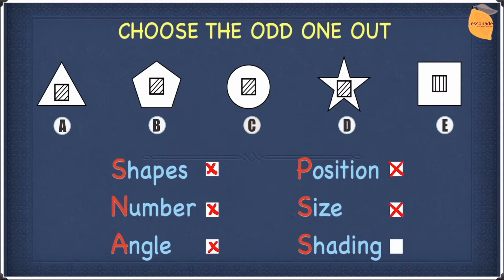So let's move on to shading. We're left with shading now. If you look at the patterns on A, B, C, and D, the shading pattern is right in the middle, and all of the shading pattern is going diagonal. But if you look at option E, the shading pattern is going vertical, so up and down. This means E is the odd one out, since the shading pattern is different. I hope you guys understood this question.